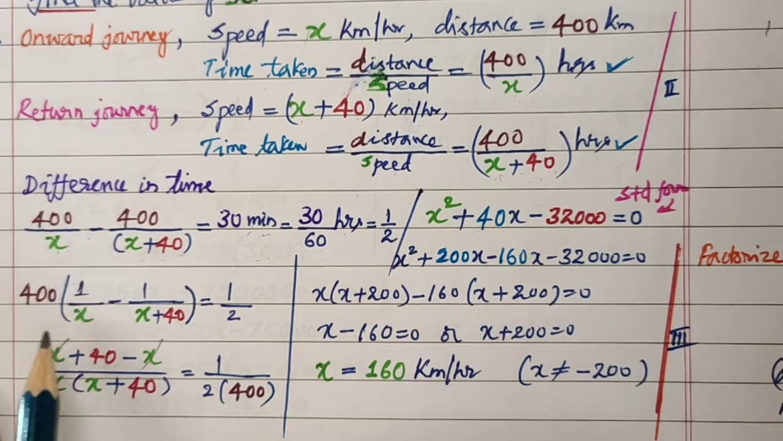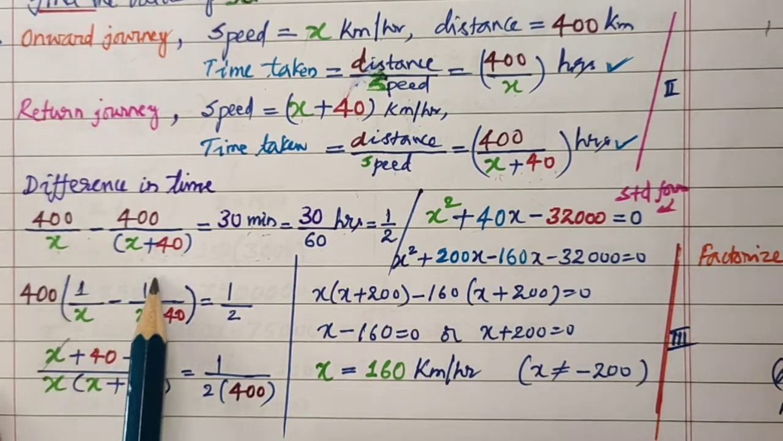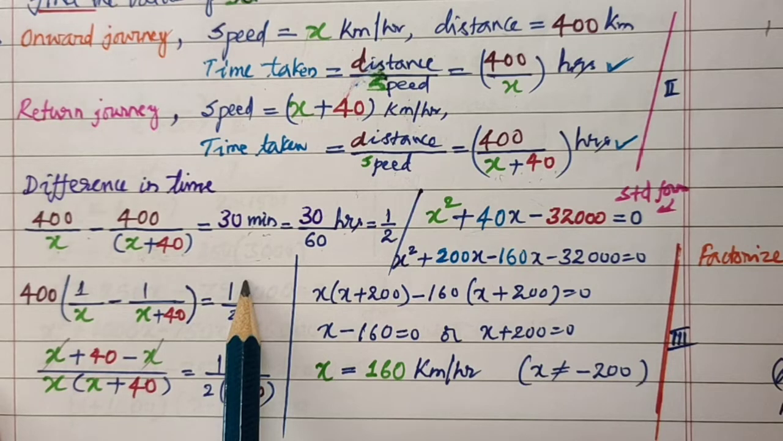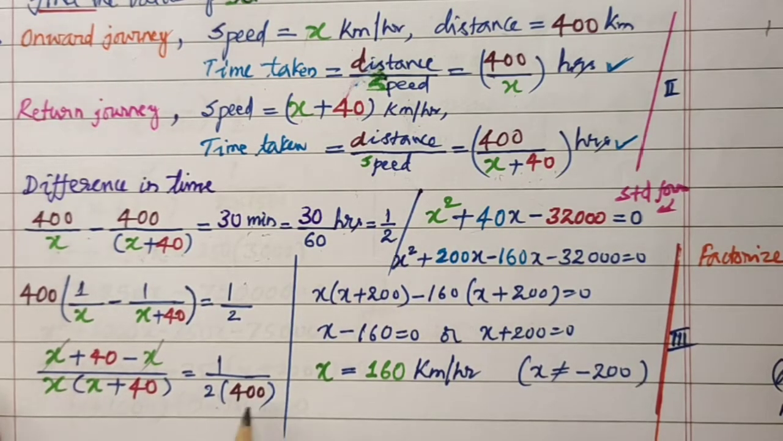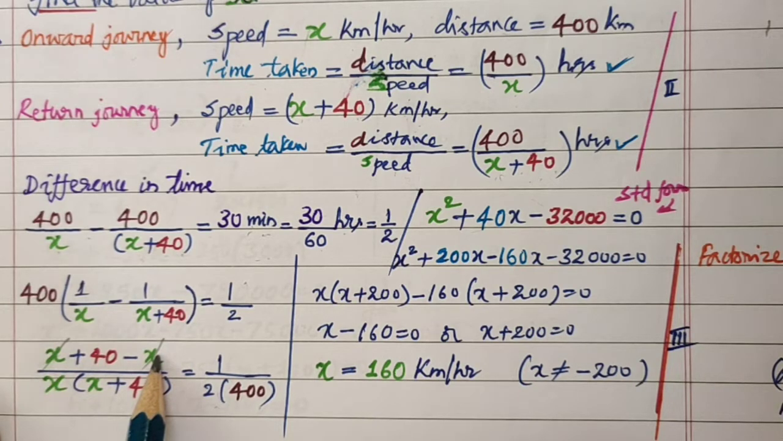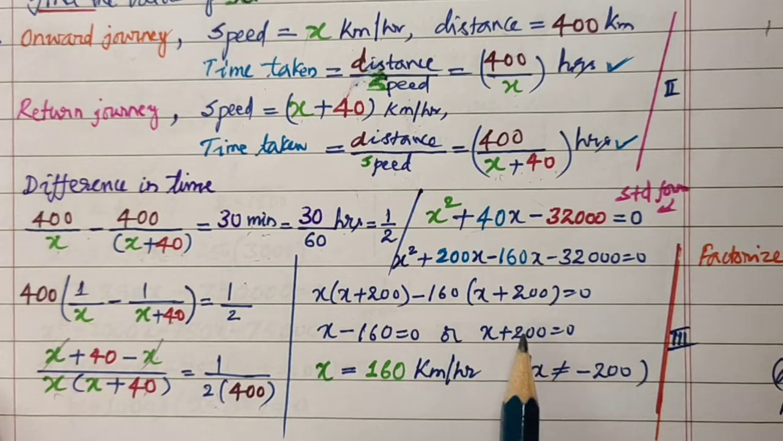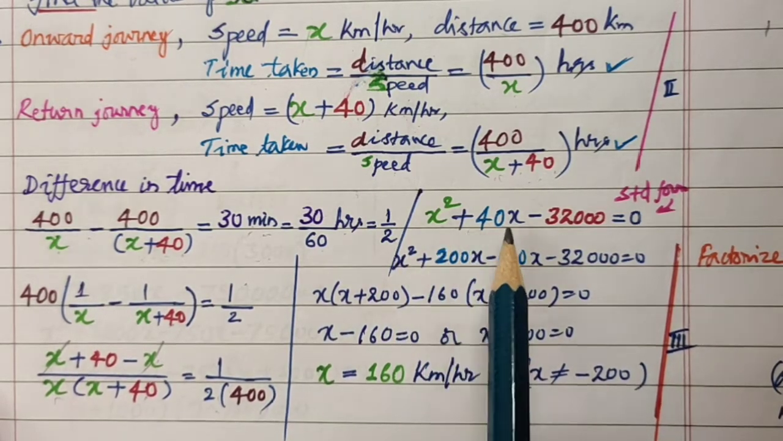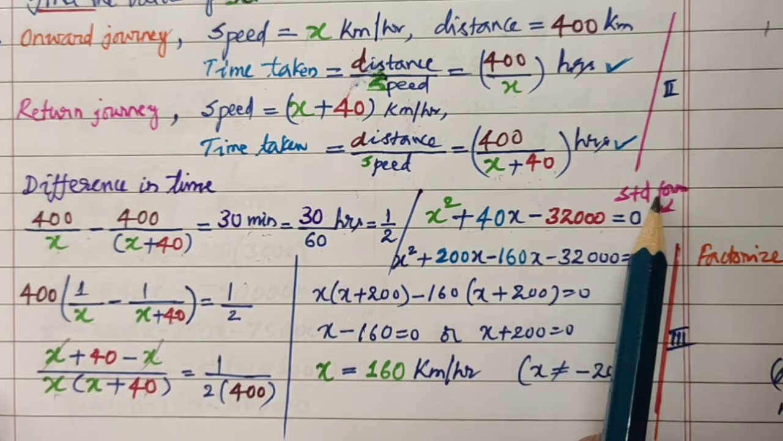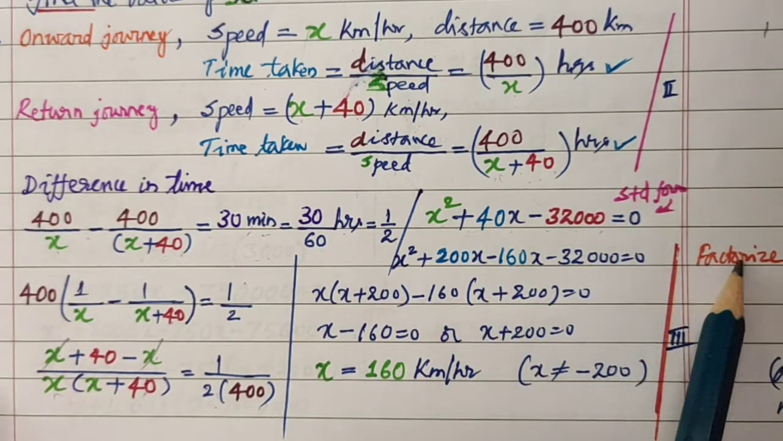Then take out 400 as common, left out is 1 by x minus 1 by x plus 40 is equal to 1 by 2 by 400. Then cross multiply, 1 divided by 2 into 400. Take the LCM of these two, then x plus 40 minus x got cancelled. Then when you cross multiply, 800 into 40 will give us x square plus 40x minus 32,000, this is in the standard form. Then factorize this.